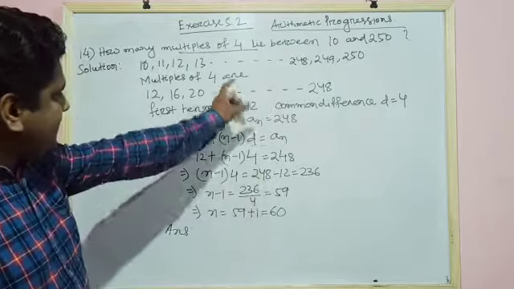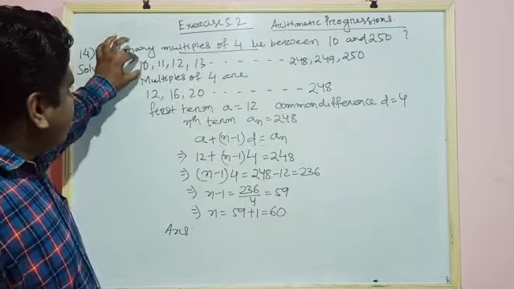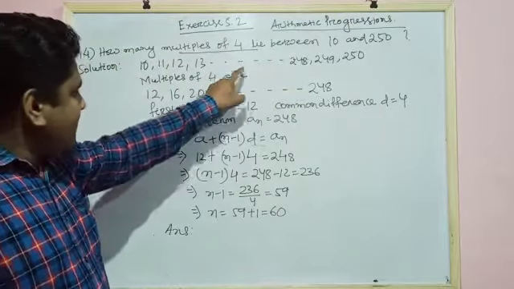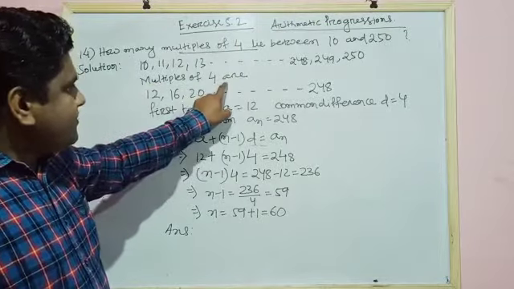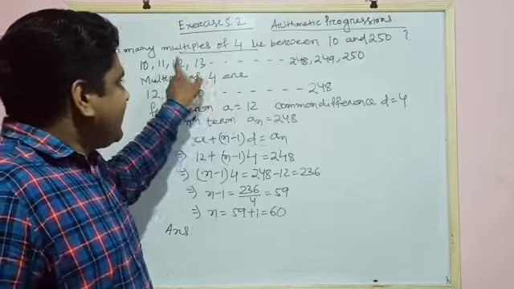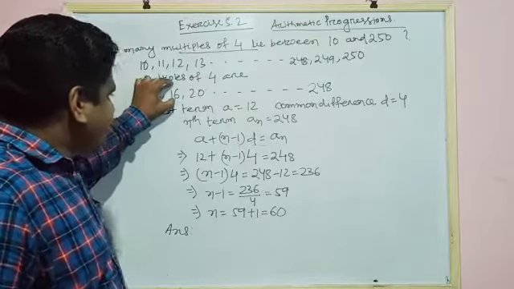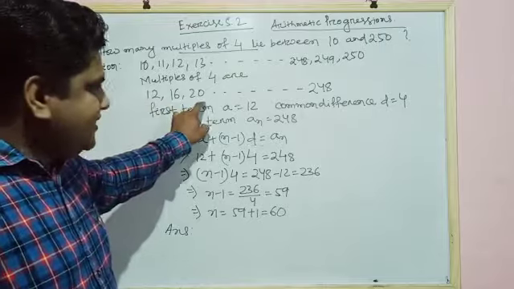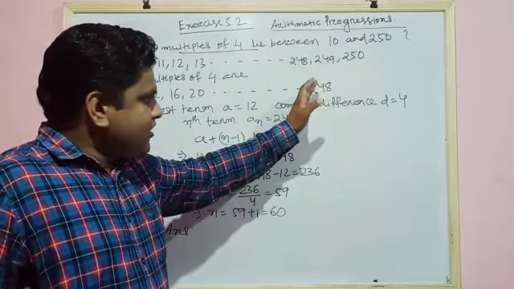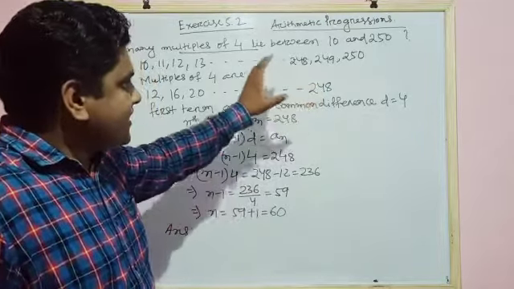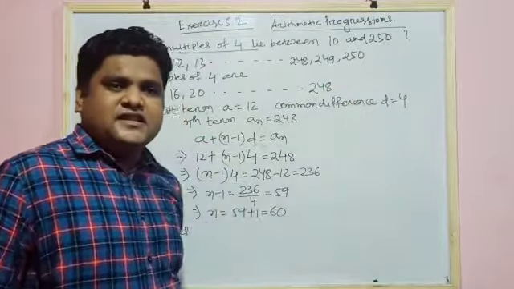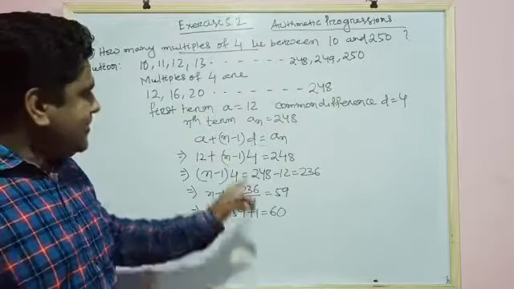How do we get it? These are the numbers from 10 to 250. Now multiples of 4. We have to find how many multiples of 4 lie between 10 and 250. So these are the multiples of 4, which are 12, 16, 20 up to 248. We have to take up to 248 because we have to take numbers within 250, and within 250, 248 is the last number which is divisible by 4.